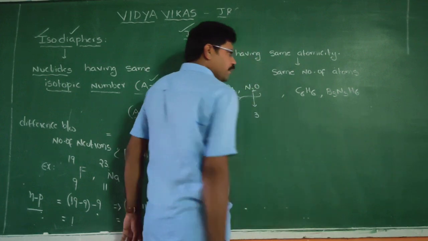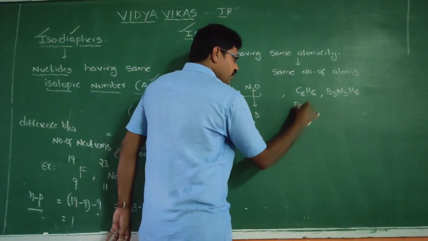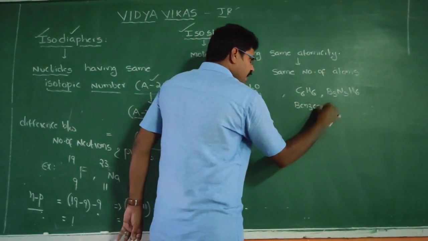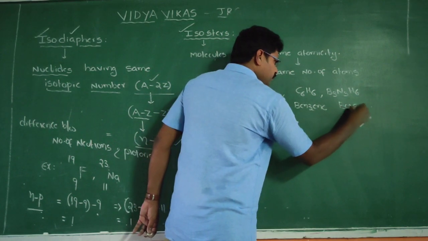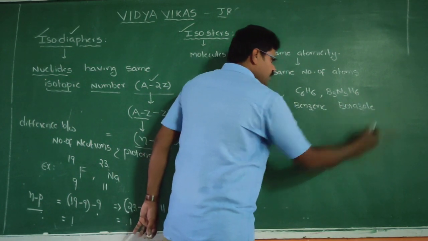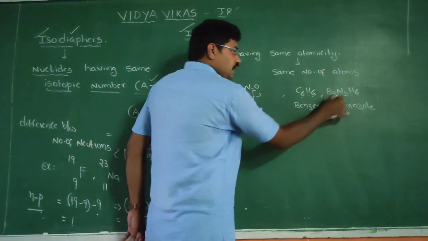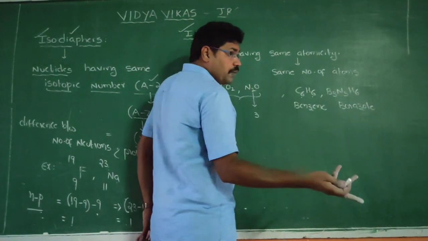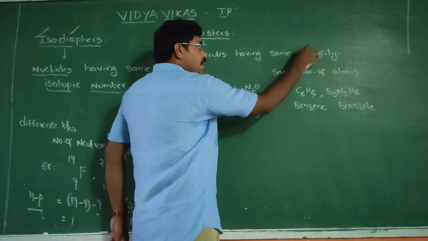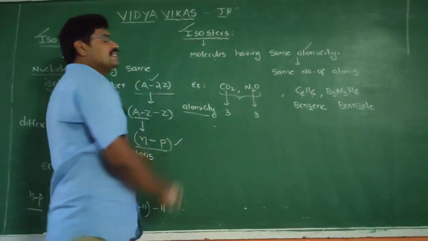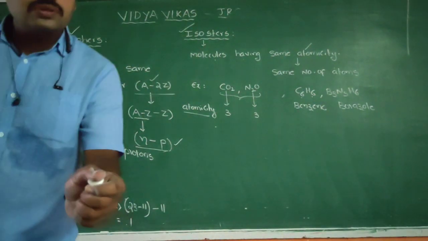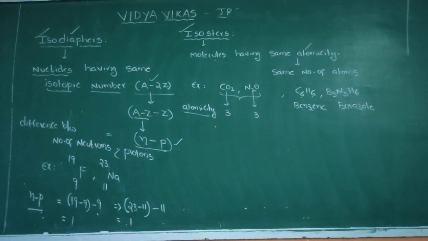Another interesting one is benzene and borazole. Another important example. This is benzene, we know it very well from lower classes. And this is borazole. How many atoms are there in each species? Calculate. 6 plus 6, 12. 3 plus 3 plus 6, 12. Same number of atoms, same atomicity. We call them isostats, dear students.